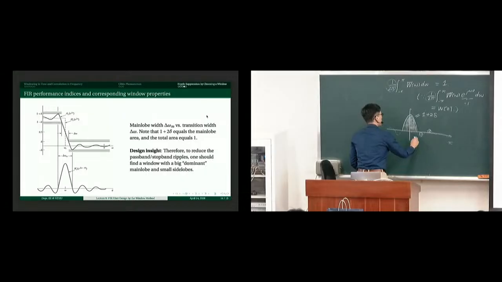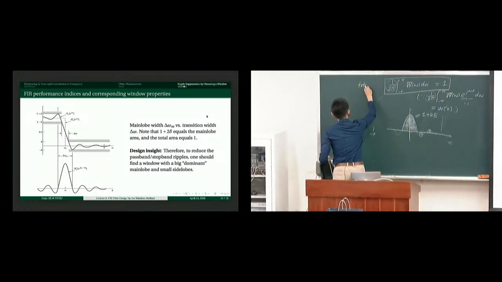So that is to say, that's the total area. The total area equals 1, but the main lobe area is more positive than the total area. You see that? The main lobe area is 1 plus 2 delta. So what's the conclusion?